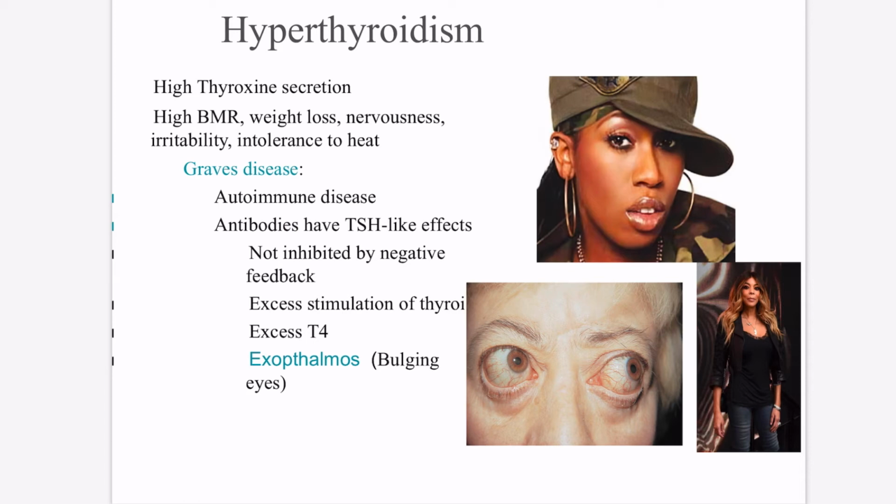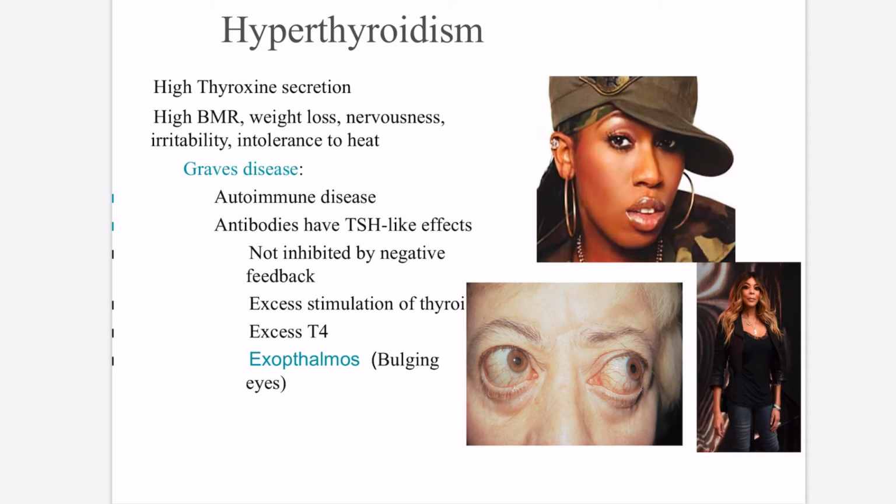Hyperthyroidism is caused by excess T4 secretion. And this can cause a high basal metabolic rate, so high, maybe unable to sleep, high heart rate, weight loss, nervousness, irritability, anxiety, intolerance to heat. And so Graves' disease is what Wendy Williams and Missy Elliott have, and it's actually an autoimmune disease.